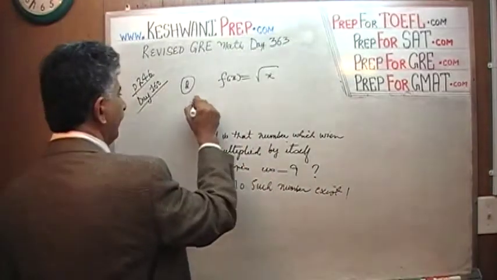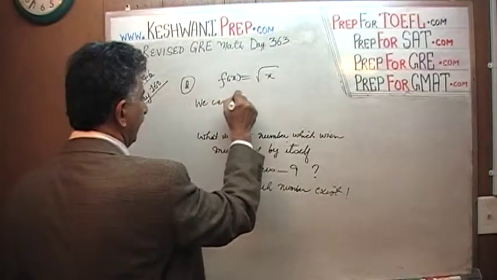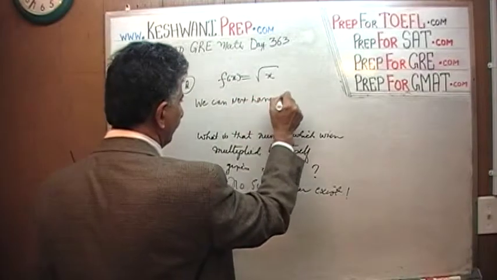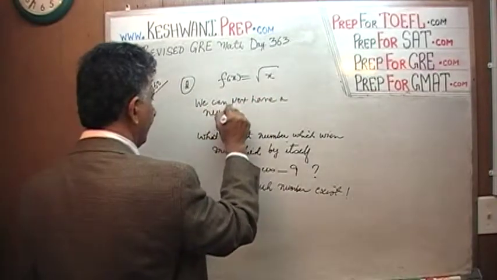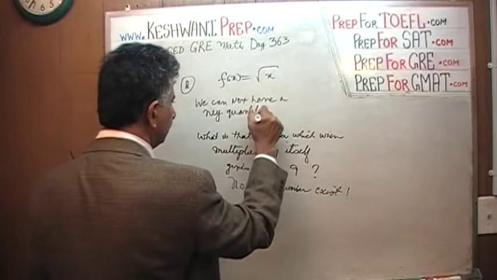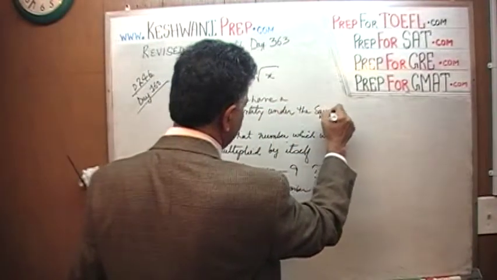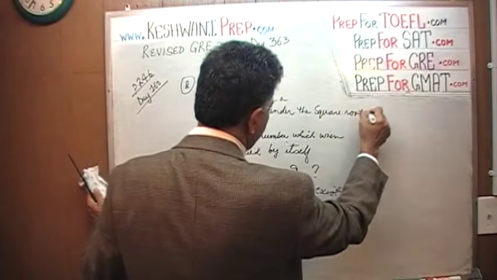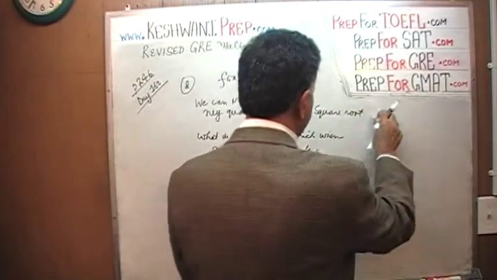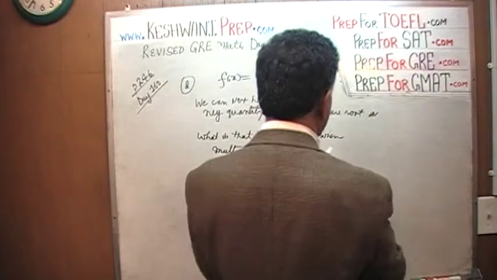We cannot have a negative quantity under the square root sign.